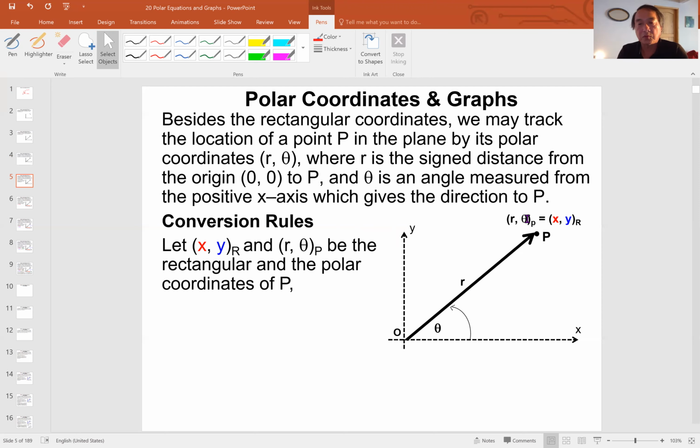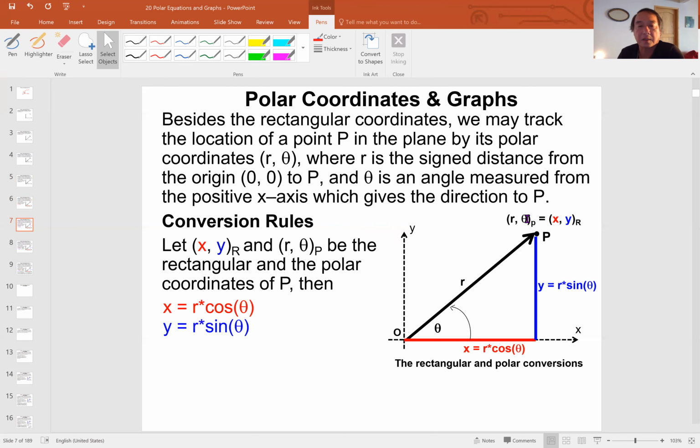All we have to do is complete right triangles, with x equal to r cosine theta and y equal to r sine theta. These conversion rules, you just have to say to yourself a dozen times until you lock them into your brain. So x is r cosine, y is r sine. Okay, the rest is easy.